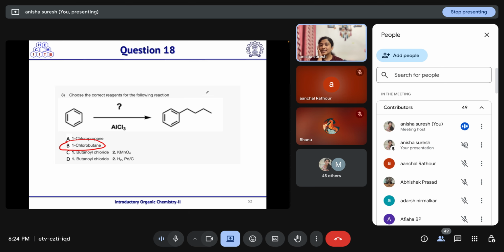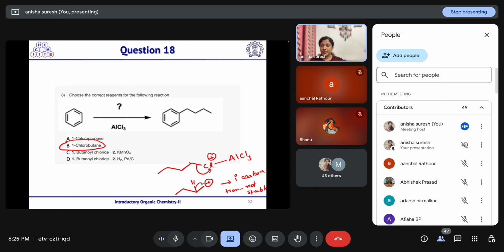Okay, since only an alkyl group is coming, we will be thinking that a Friedel-Crafts alkylation reaction is taking place. But we have to consider this is 1-chlorobutane. So this is 1, 2, 3, 4, Cl. 1-chlorobutane, in the presence of AlCl3, will lead to formation of a primary carbocation. This primary carbocation is not stable. So what will happen?